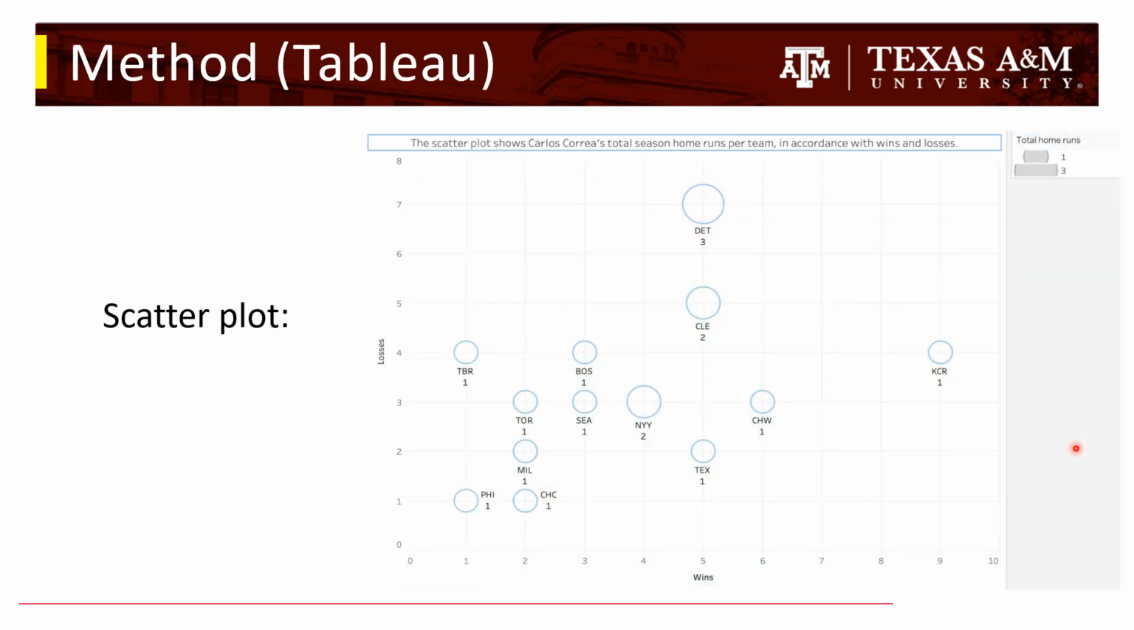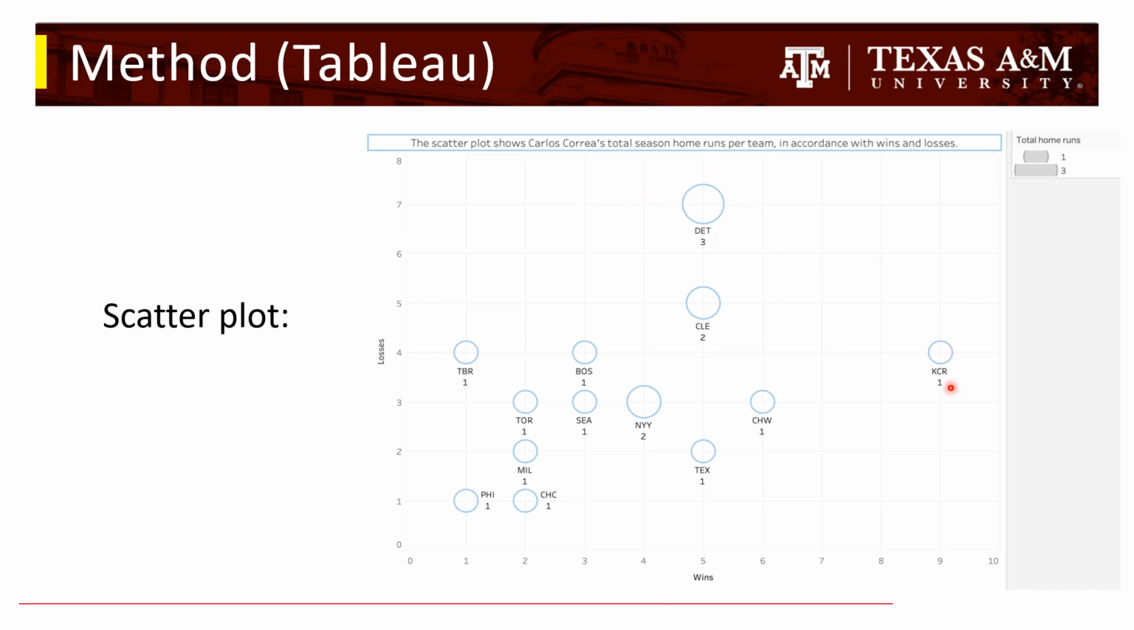So this cluster shows the spread of Carlos Correa's total season home runs per team in accordance with wins and losses, which are dictated by the X and Y axis. So if you look, there's really no significance from this plot as the team where Correa hit the most home runs, against the Detroit Tigers up here, is the team that they lost to the most in the season. They had 7 losses and only 5 wins, but that's where Correa hit the most home runs, right?